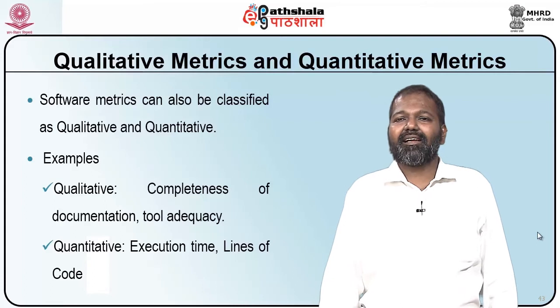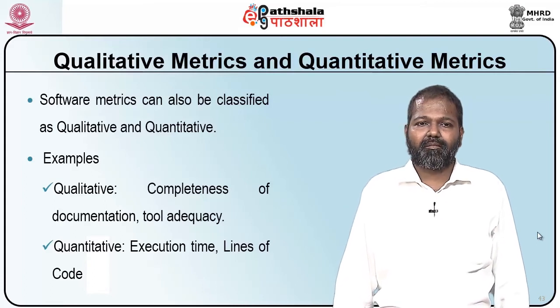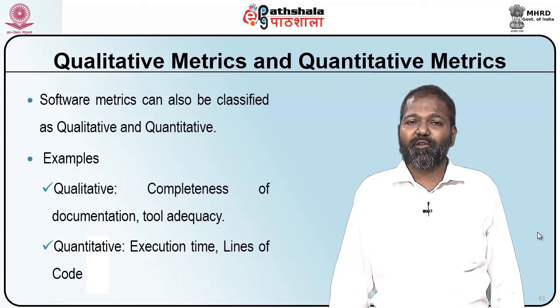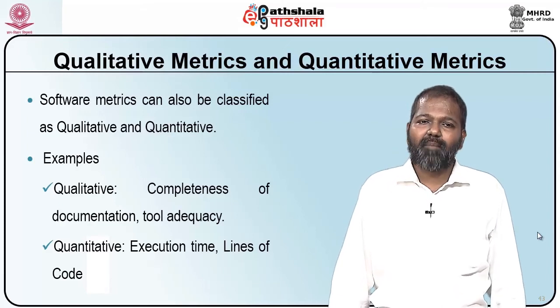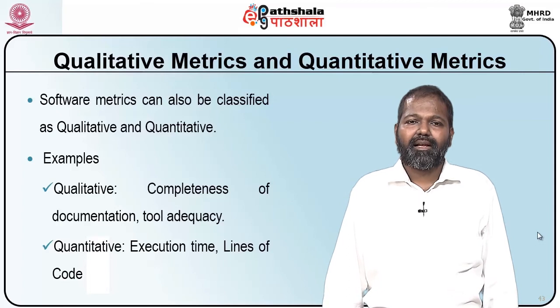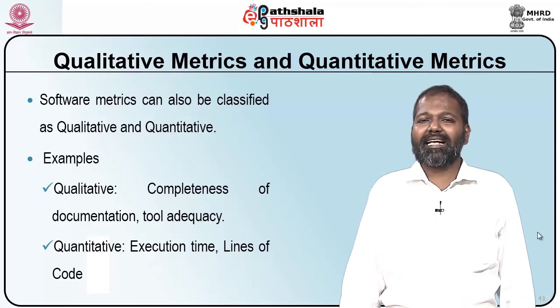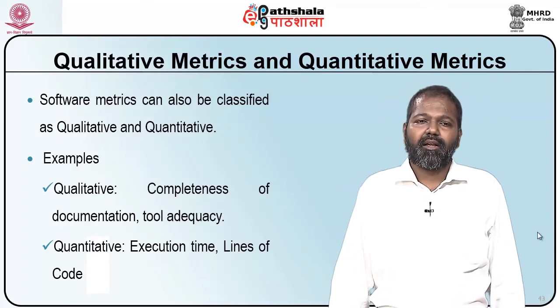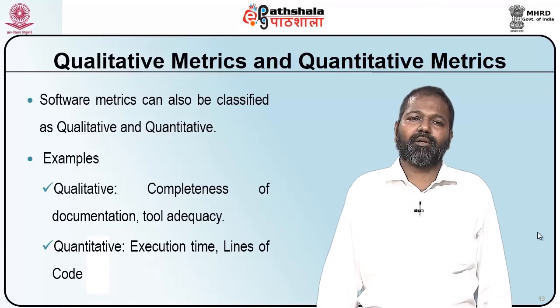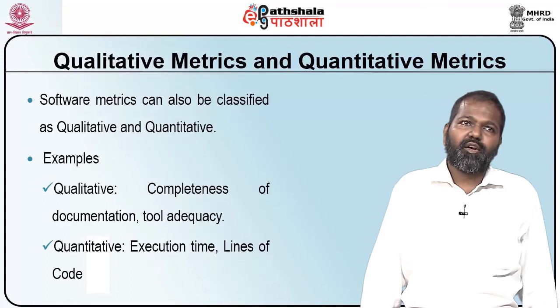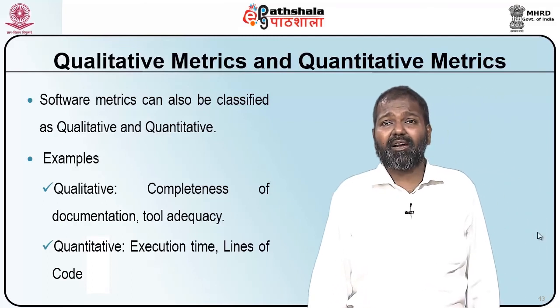Qualitative metrics and quantitative metrics. Software metrics can also be classified as qualitative and quantitative. Examples for qualitative: completeness of documentation, tool adequacy. Quantitative: execution time, lines of code. Documentation also plays a major role.